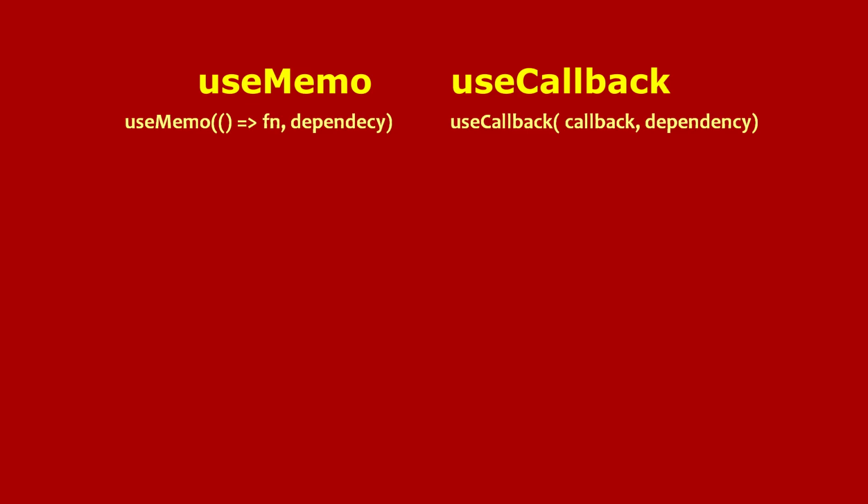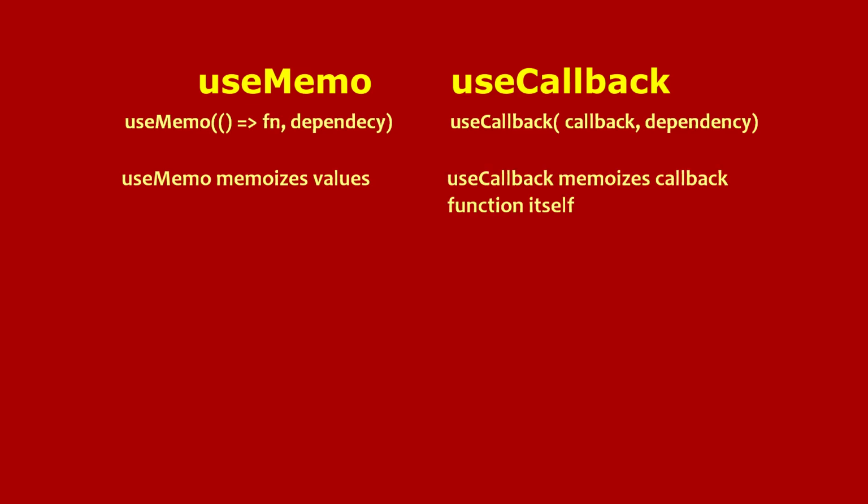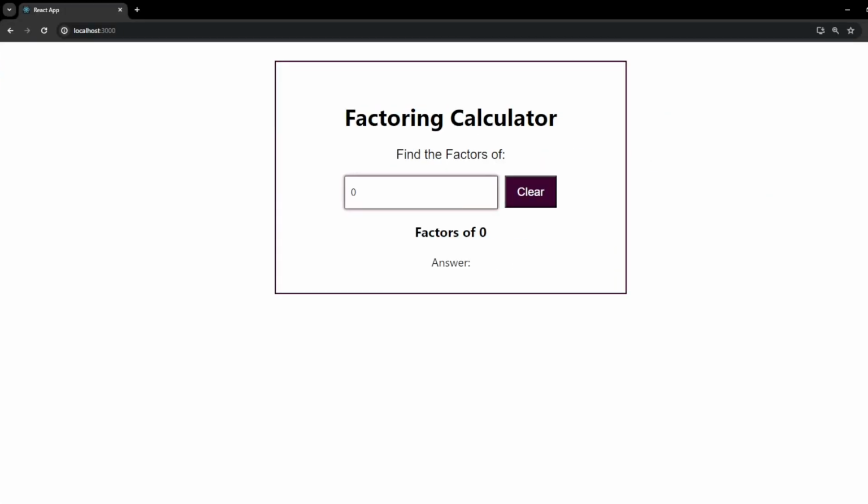First difference is useMemo memoizes values while useCallback memoizes the callback function itself. Let me show you the example. Here I have a factoring calculator that finds factors of a number. If I input 25, it will give 1, 5, 25, the factors of 25. And if I type 100, there it gives us the factors of 100 as well.